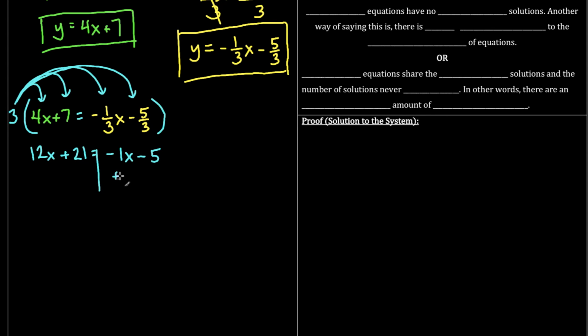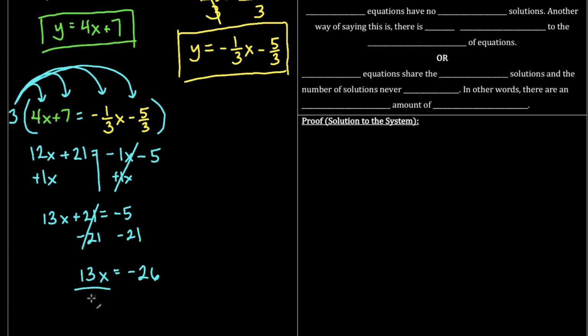So now I just got to solve right here. So plus 1x plus 1x. I get 13x plus 21 equals negative 5. Now subtract 21 from both sides. Get 13x equals negative 5 minus 21 is negative 26. Divide by 13. And I get x equals negative 2.